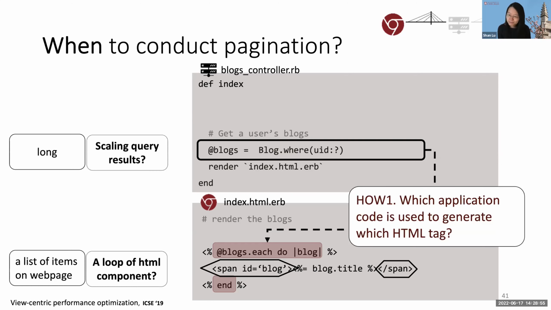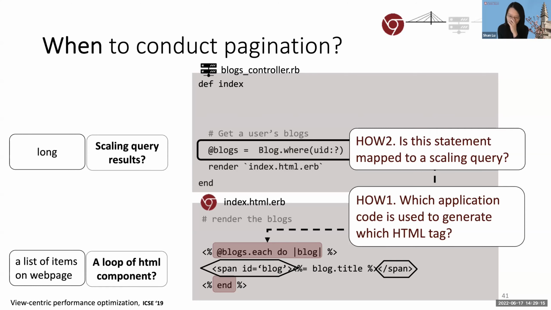Okay, so now you can see this basically comes down to two questions. First, if our compiler analysis can see what code is used to generate what HTML tag, and analyze this HTML tag to see whether it's inside the loop. And then secondly, if we can automatically judge whether the code could return something that potentially can scale with the input size. If we put these together in a nice way, then potentially we can automatically decide, here I have a long list of things and I want to paginate.